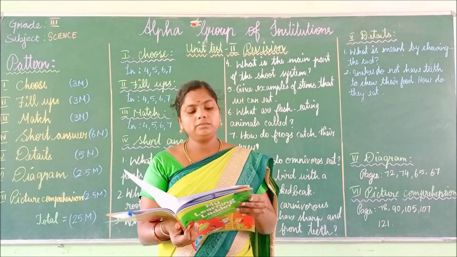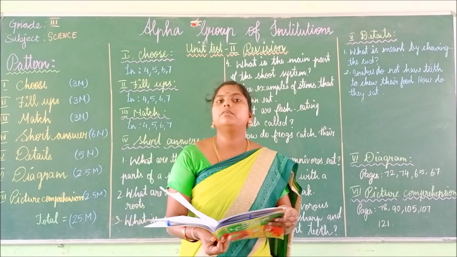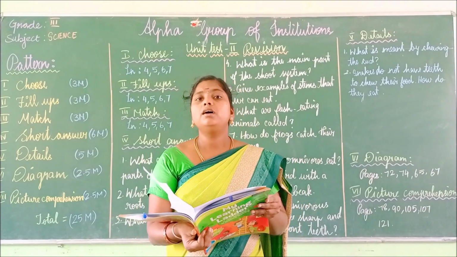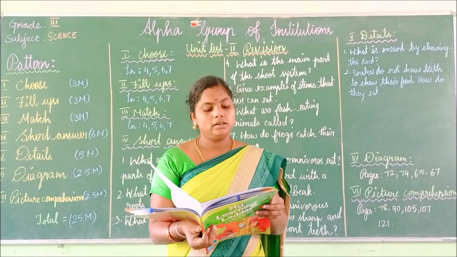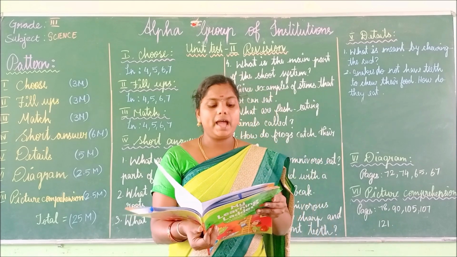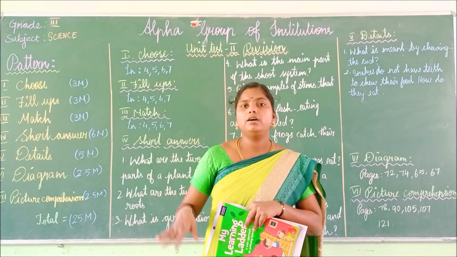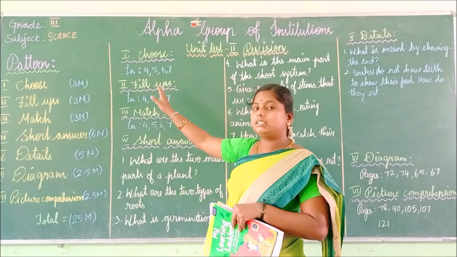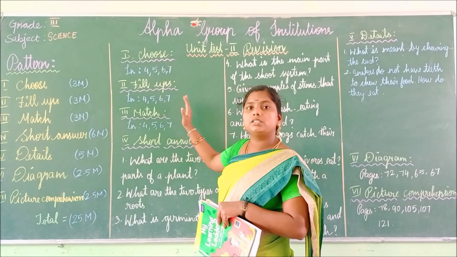The first one, birds fly with their wings. Ducks swim with their webbed feet. Dogs live in a kennel and hens are kept in a coop. Ants live in an anthill. So children, here you have 1 mark. So your objective type questions, choose the best answer, fill-ups and matches are over.